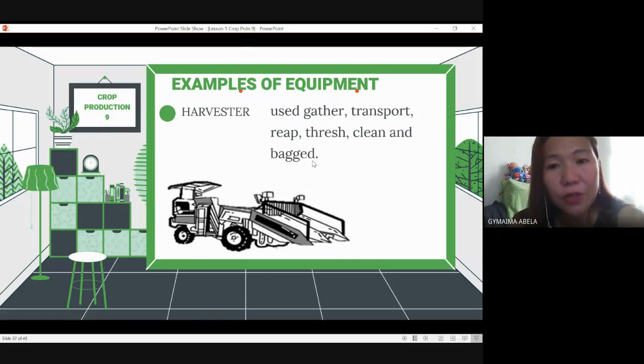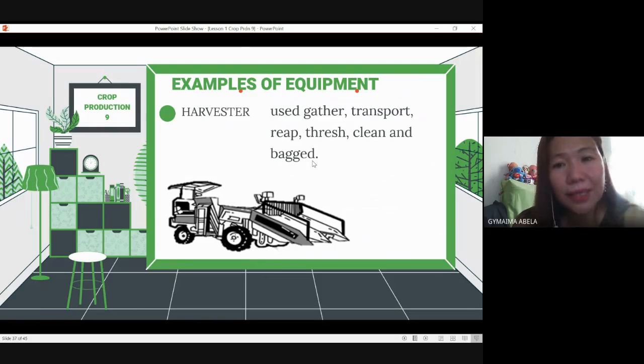So there are different kinds of harvesters for each kind of crop. In palay, we have the thresher, used to thresh. We also have the combined harvester for palay. It is used to reap, to harvest, to thresh, and to bag the palay. There is also a harvester for corn and for peanuts, so it depends on the crop you are harvesting. So I hope that all is clear in the different kinds of equipment.